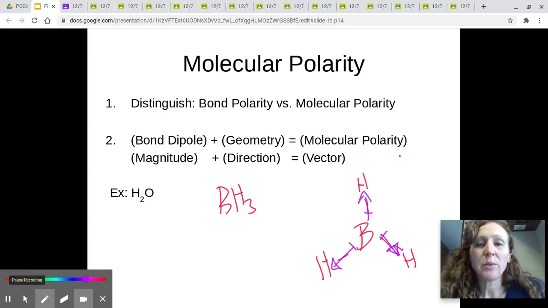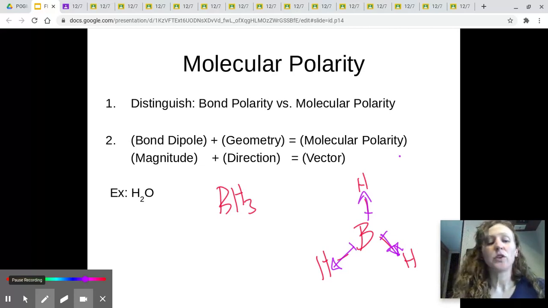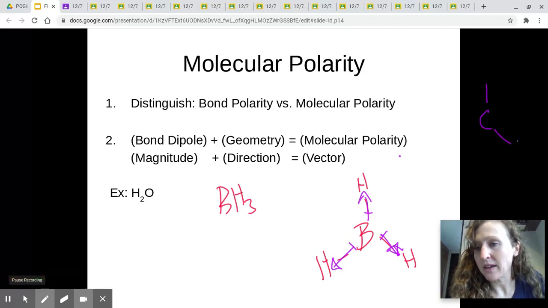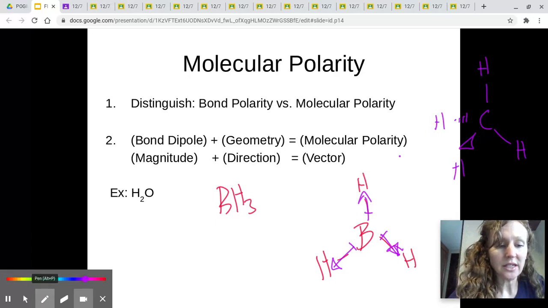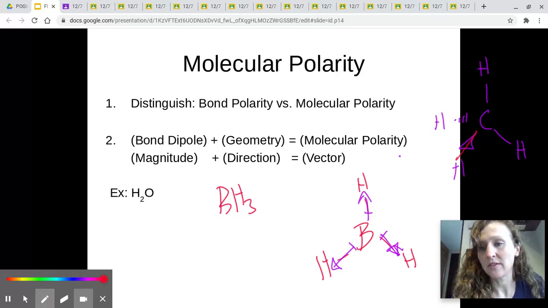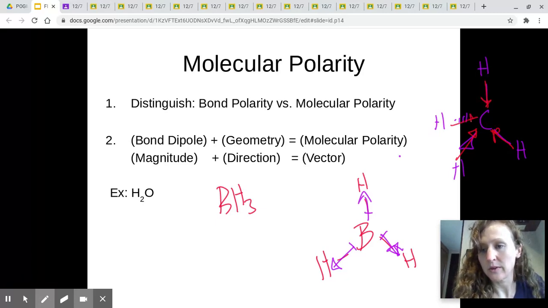So we'll do a little bit of practice with that in class. As you work with that, you're going to pick that up. The trickiest ones to see are the tetrahedral ones. If you look at a tetrahedral molecule like methane, for example, methane is tetrahedral. It looks like this. Right? So the symmetry is hard to see. We're definitely going to have dipoles here. Right? Something like that.